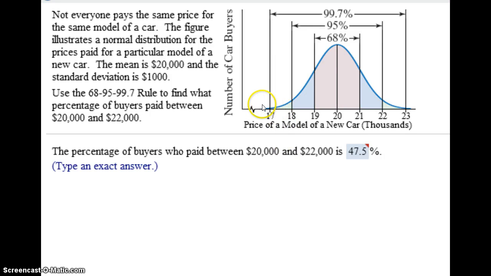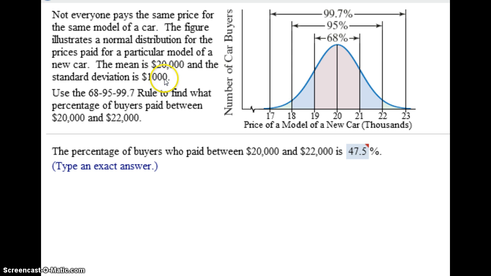A key thing is to notice how symmetrical the normal curve is. So the mean, the average car price, is $20,000, and an equal number of people are paying more than that, and an equal number of people are paying less than that, and 20,000 is right in the middle. And the 68, 95, 99.7 rule tells us a little more information when we include the standard deviation.